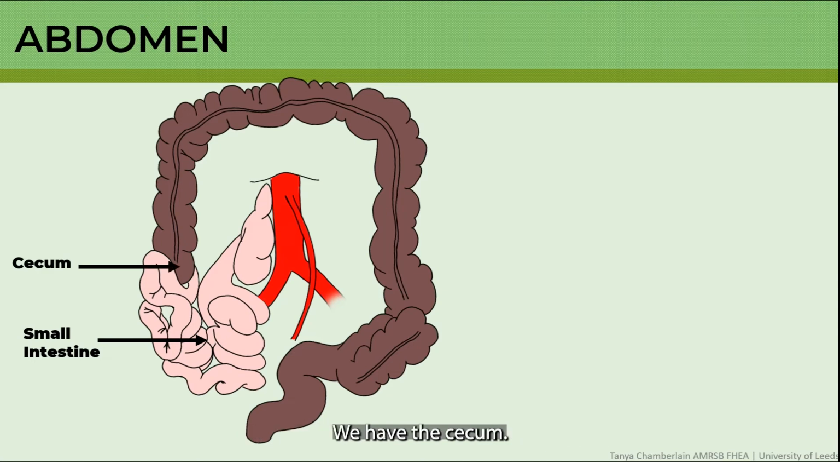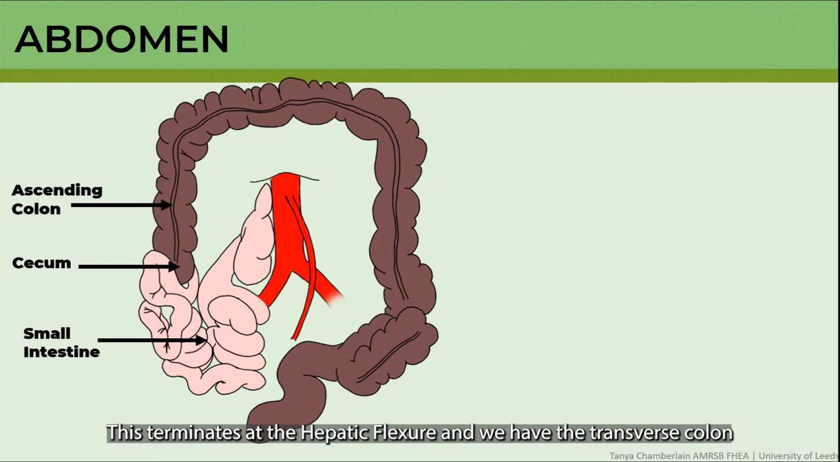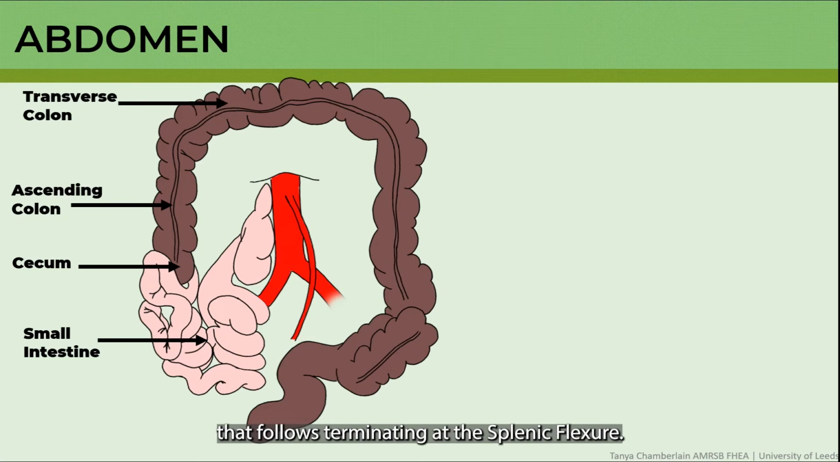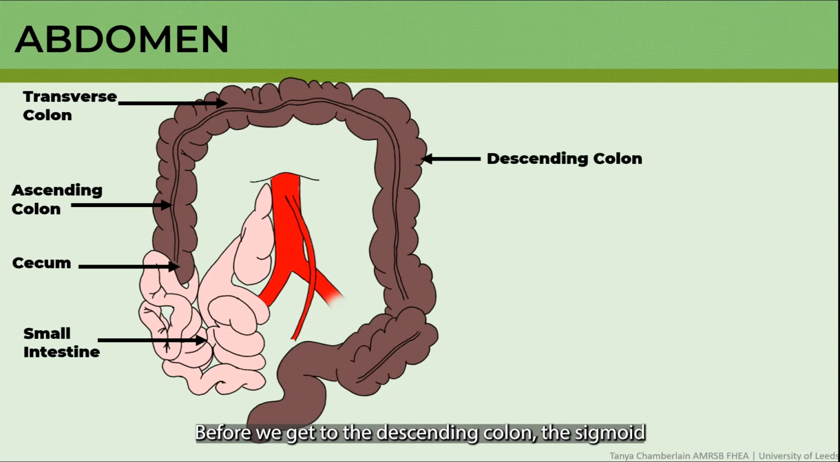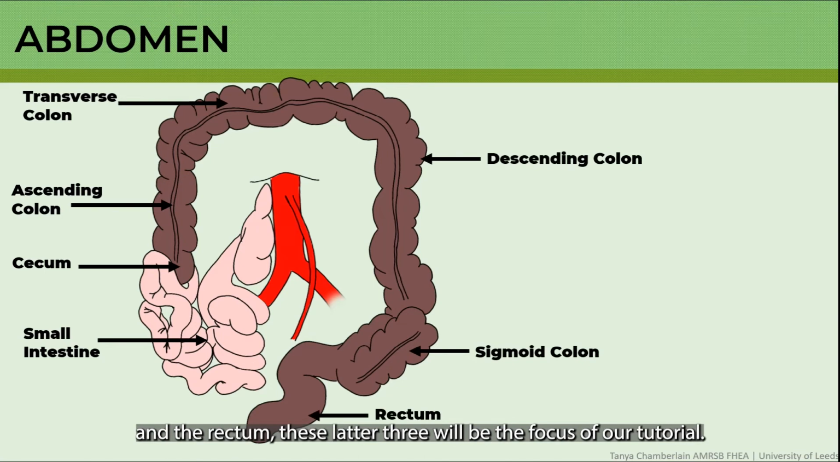We have the cecum. The appendix is hidden by the small intestine, so we follow the cecum with the ascending colon. This terminates at the hepatic flexure, and we have the transverse colon that follows, terminating at the splenic flexure, before we get to the descending colon, the sigmoid, and the rectum. These latter three will be the focus of our tutorial.